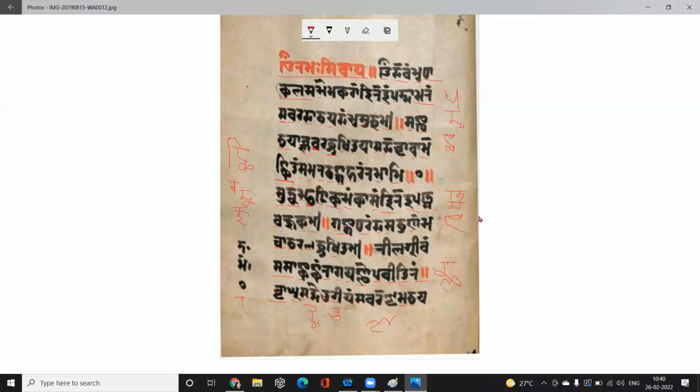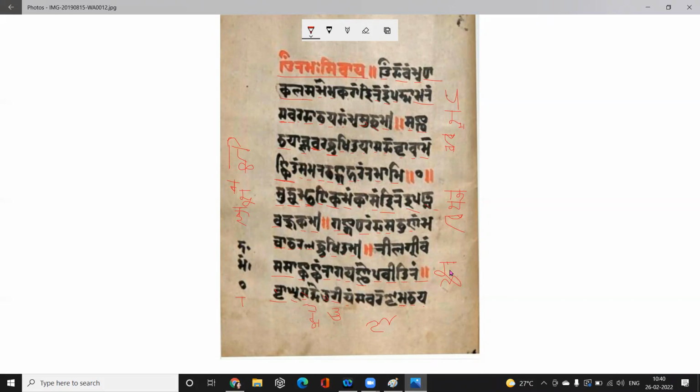Madam, can you share these manuscripts in our group also so we can try to decipher? It will be really good. We will share the manuscript pages. Whatever we have done in the class, we will share it.